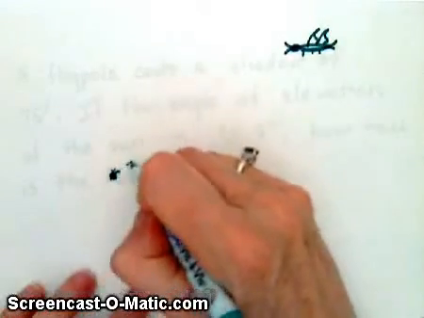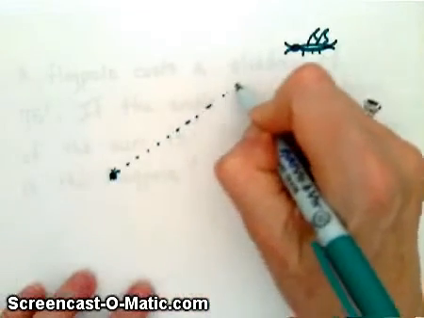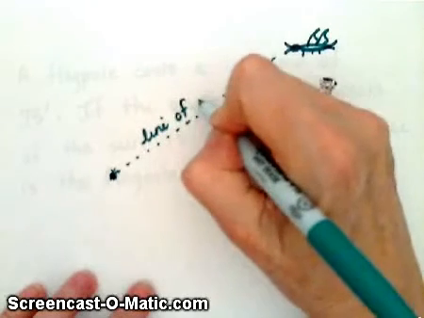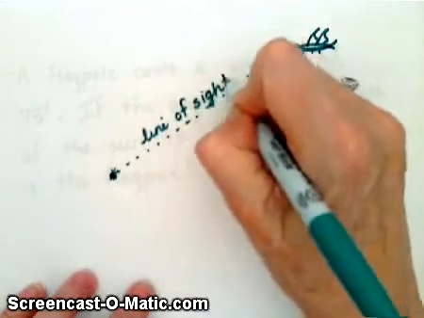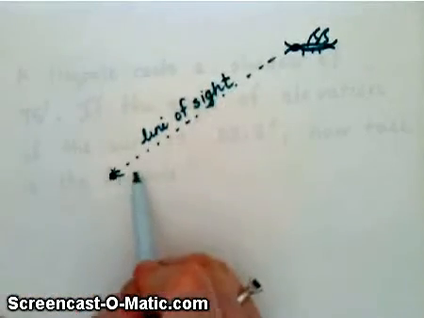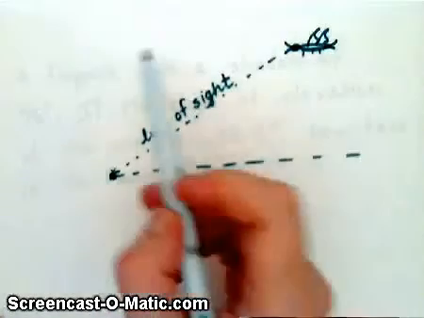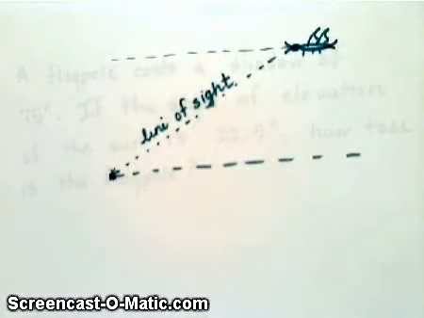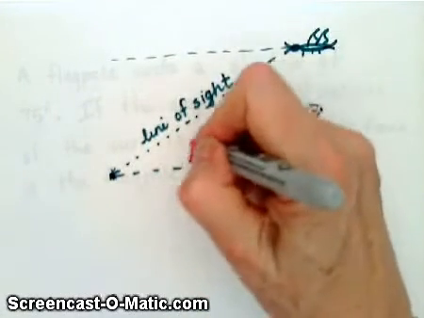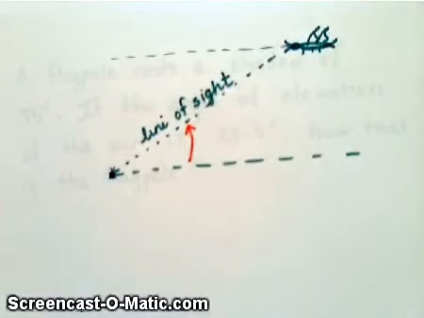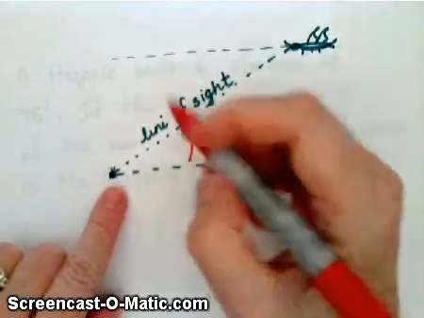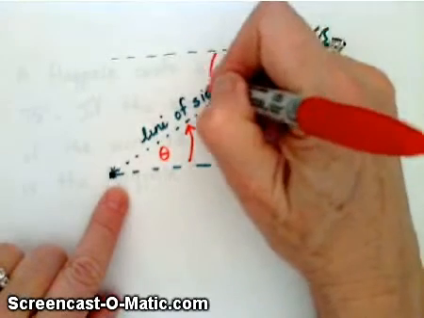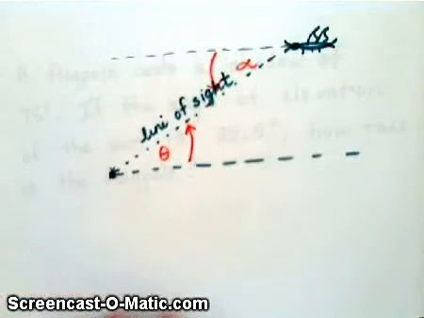Now, if the bird and the bug are looking at each other, for whatever reason, the line that connects them is called the line of sight. Now, the bug is on the ground and the bird is in the sky. And you have two angles that are formed here. You have the angle that is formed between the bug and the ground, right here, which I'll call theta. And you have the angle that is formed here, which I'll call alpha.